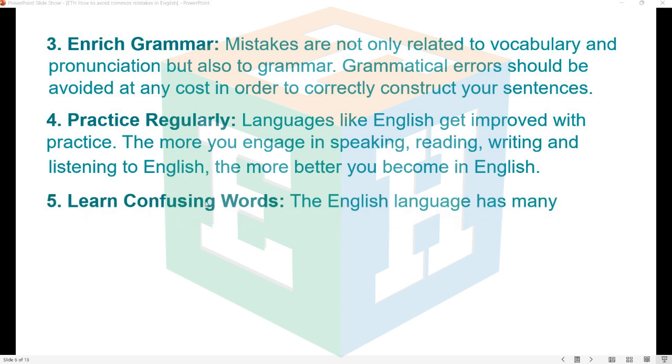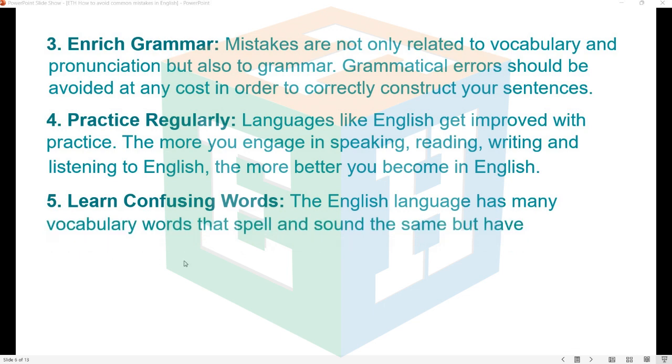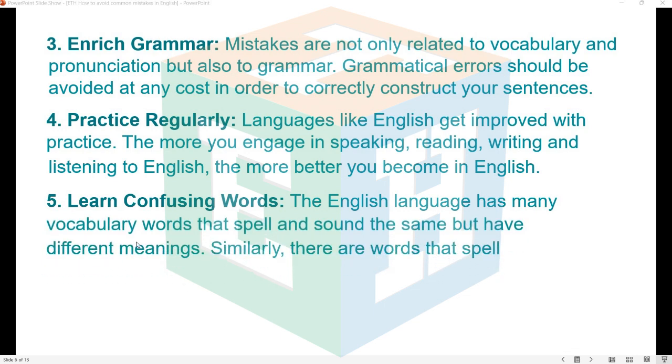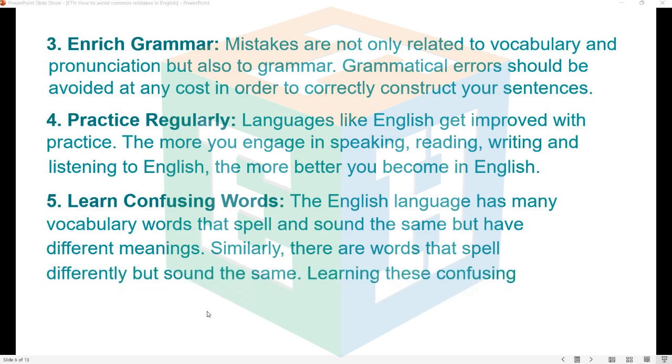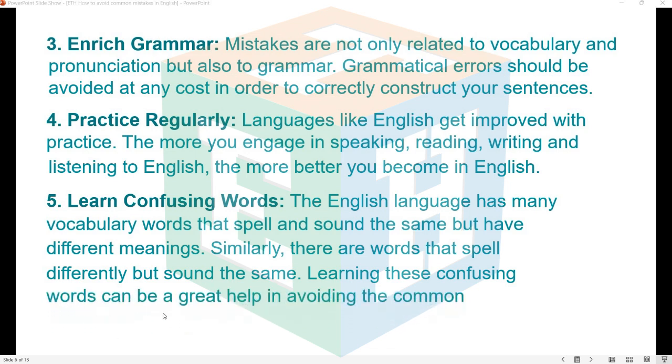Number 5, learn confusing words. The English language has many vocabulary words that spell and sound the same but have different meanings. Similarly, there are words that are spelled differently but sound the same. Learning these confusing words can be a great help in avoiding the common mistakes in English.